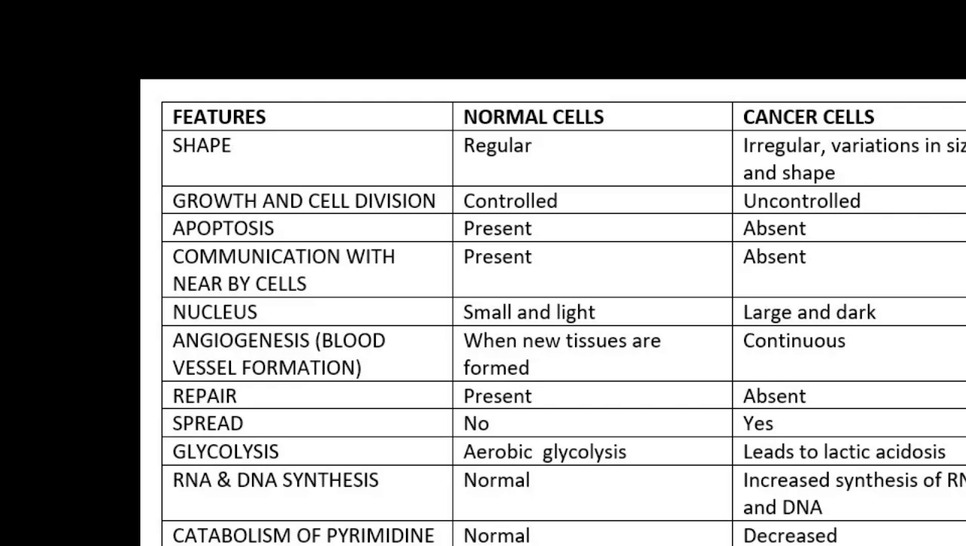That gives you the abnormality in the shape of the nuclei. The capacity of the nuclei to take up the stain also would be higher. Then catabolism of pyrimidine. Pyrimidine also is one of the essential substances which gives a staining character to the cells, and this also can give you some idea.